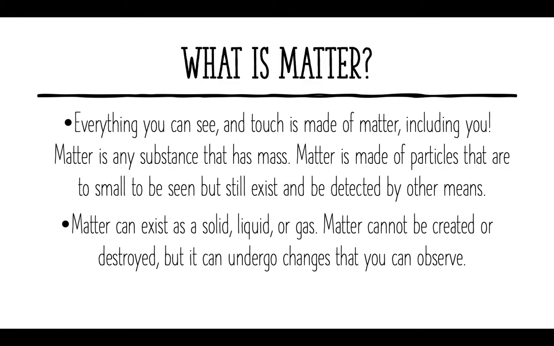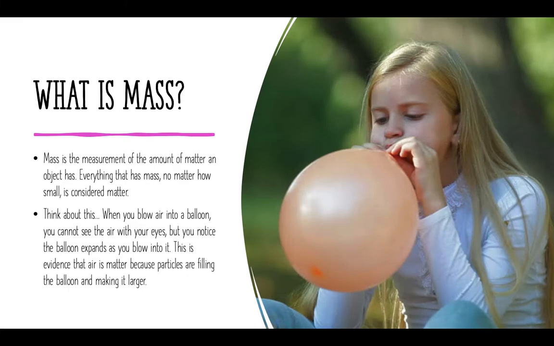Everything you can see and touch is made of matter, including you. Matter is any substance that has mass. Matter is made of particles that are too small to be seen but still exist and can be detected by other means. Matter can exist as a solid, liquid, or gas. Matter cannot be created or destroyed, but it can undergo changes that you can observe. We're going to talk about each piece of this in the next slides.